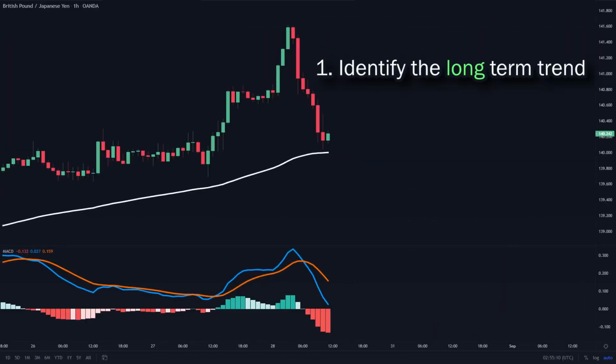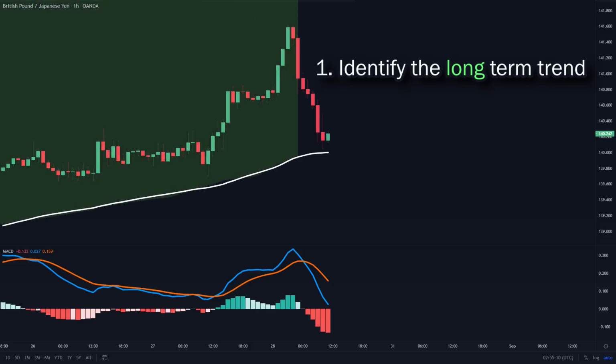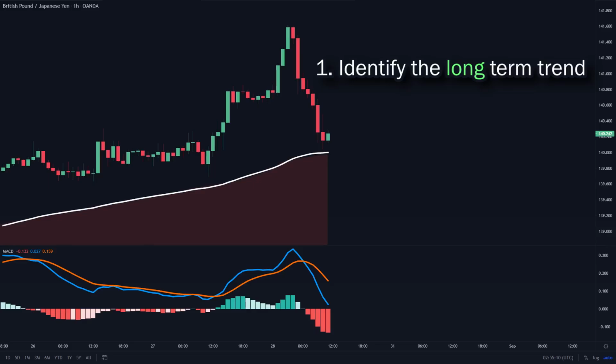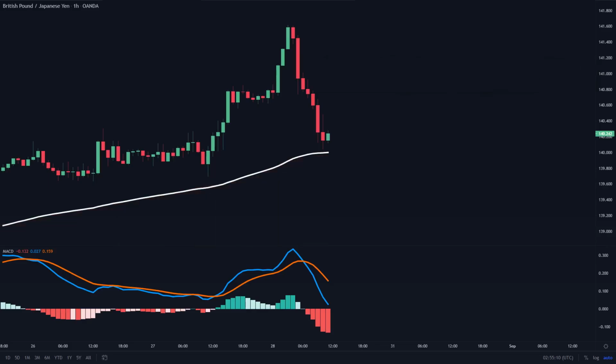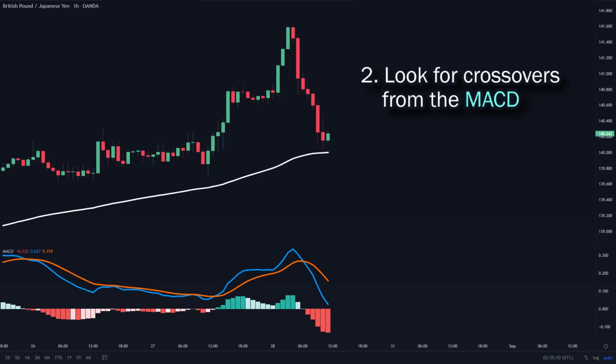The first step is to identify the long-term trend by looking at the 100 EMA. If the price is above the 100 EMA, it indicates that the long-term trend is up. And if the price is below the 100 EMA, it indicates that the long-term trend is down. So once you've identified the trend, the next step is to look for crossovers on the MACD that show the same signal as the long-term trend.